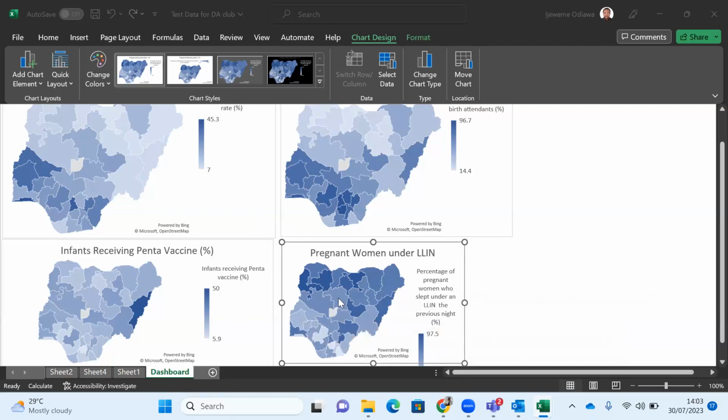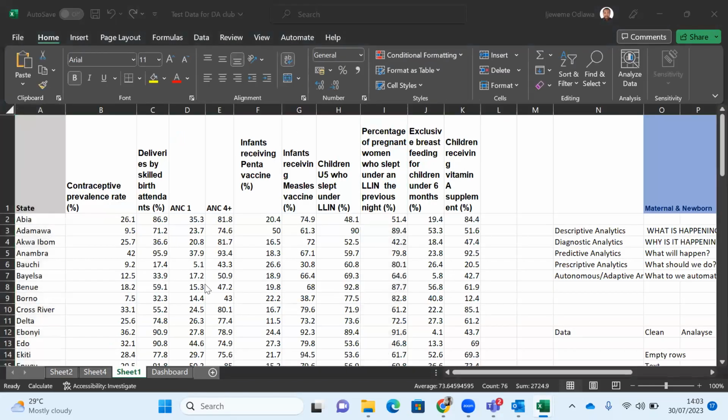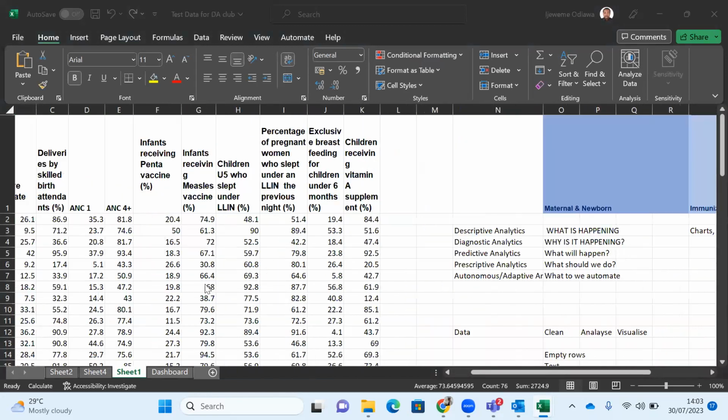How many women in Edo State are sleeping under mosquito nets? Okay. Edo has failed this exam. 46%. 46% of women in Edo State sleep under mosquito nets. The national goal is supposed to be 80%, but it's okay. We'll get there. So at least now we have an idea.